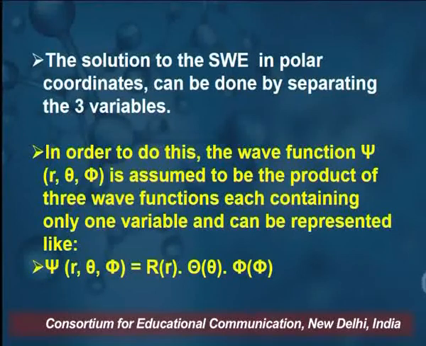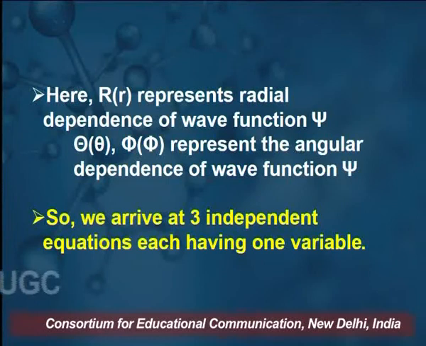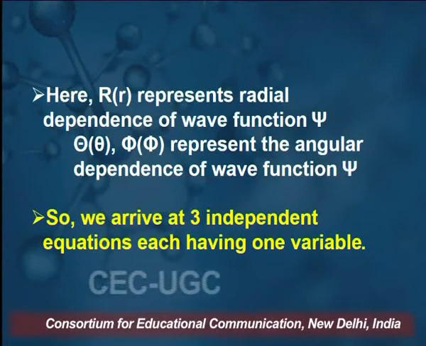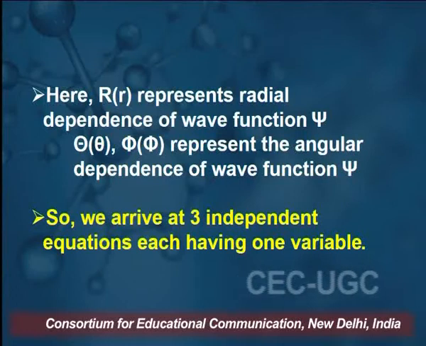Now moving back to the Schrödinger wave equation, the solution of the Schrödinger wave equation in polar coordinates can be done by separating the 3 variables. The ψ, which was dependent on 3 variables r, θ and φ, is assumed to be the product of 3 wave functions, each containing only one variable and can be represented like R(r)Θ(θ)Φ(φ). Here R(r) represents the radial dependence of the wave function ψ, and Θ(θ) and Φ(φ) represent the angular dependence of the wave function ψ.